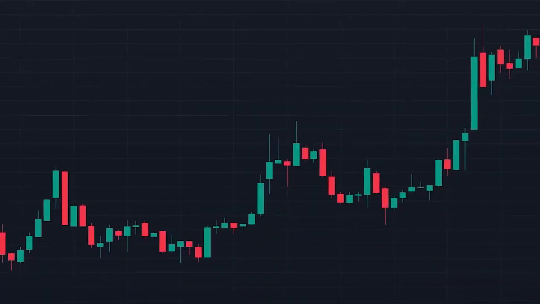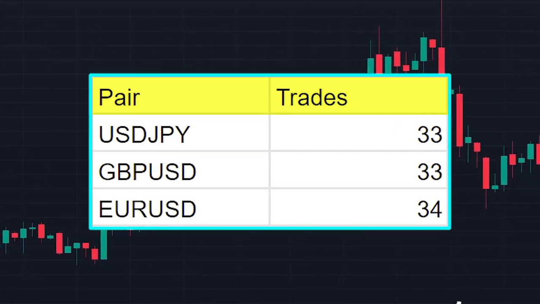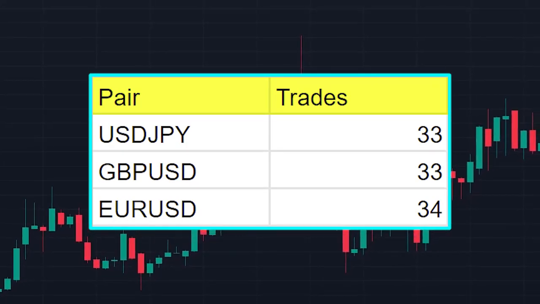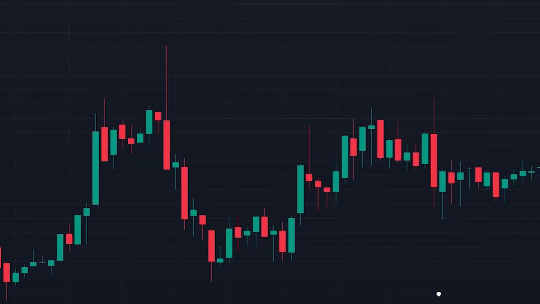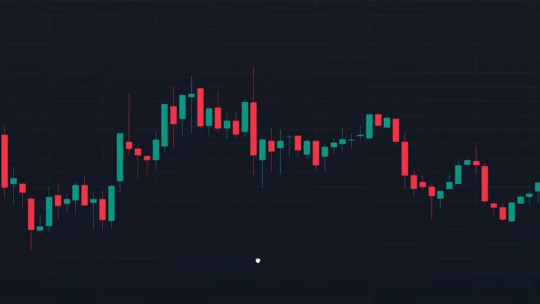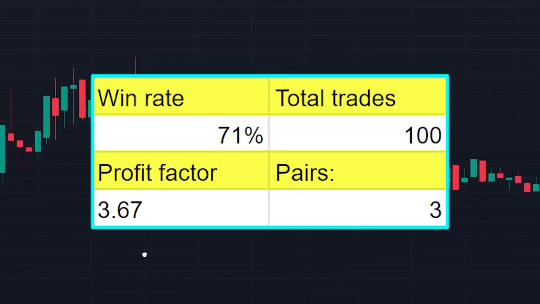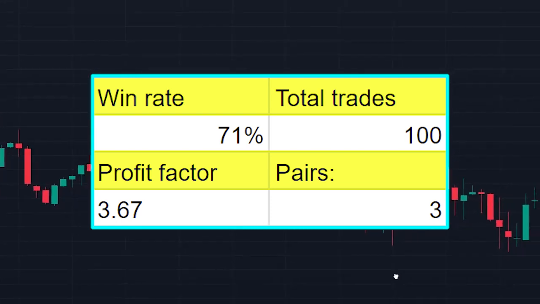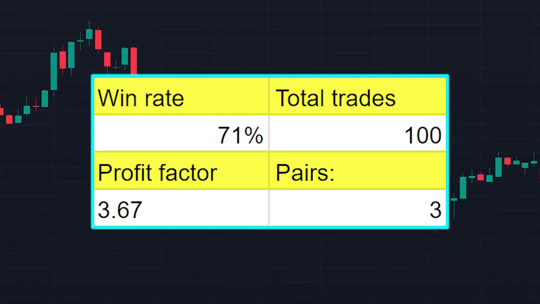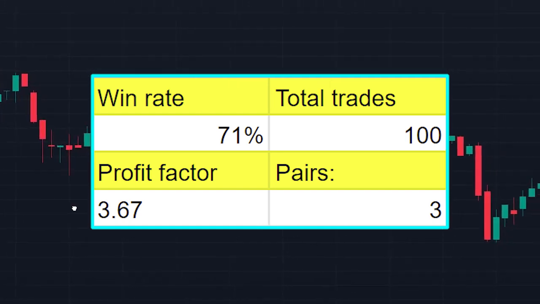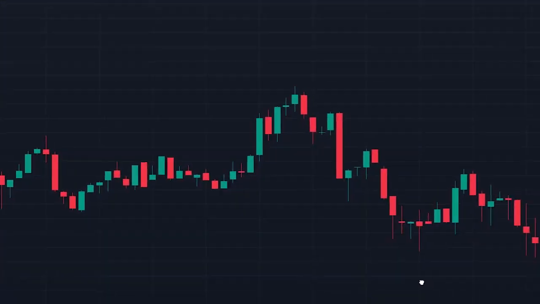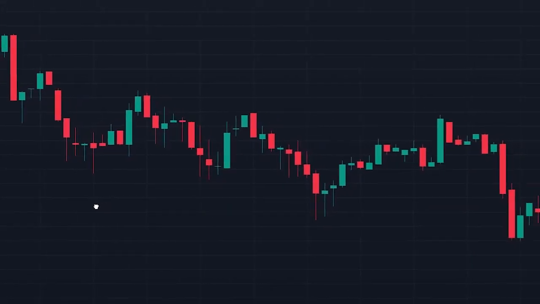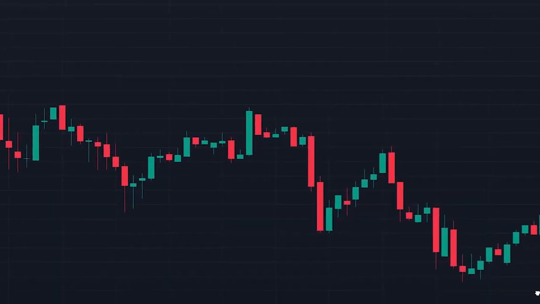We backtested the strategy on GBP/USD, EUR/USD, and USD/JPY, taking around 33 trades on each pair, making for a total of 100 trades. The strategy ended up having an average win rate of 71% with a total of 71 wins and 29 losses. This means that the profit factor for the strategy was 3.67, making this a really good 1-minute strategy. However, please remember that past results don't mean future results, so I would recommend testing out the strategy yourself before using it in live markets.